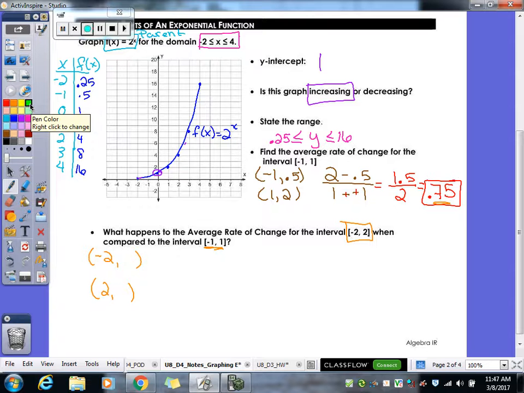So -2 is 0.25. +2 would be 4. So 4 minus 0.25 over 2 minus -2. y2 minus y1 over x2 minus x1.